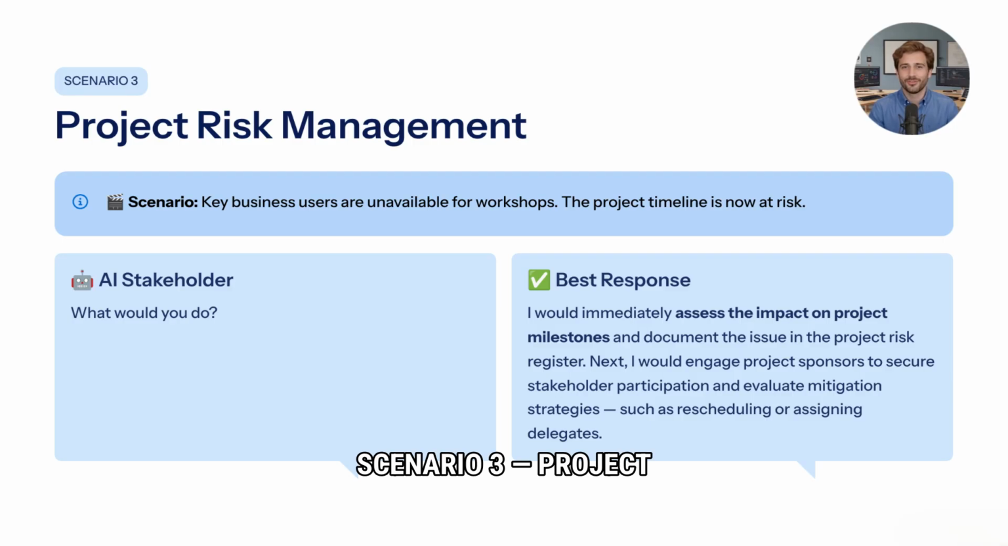Scenario 3. Project Risk Management. AI stakeholder: Key business users are unavailable for workshops. The project timeline is now at risk. What would you do? Candidate response: I would immediately assess the impact on project milestones and document the issue within the project risk register. Next, I would engage project sponsors to secure stakeholder participation and evaluate mitigation strategies.